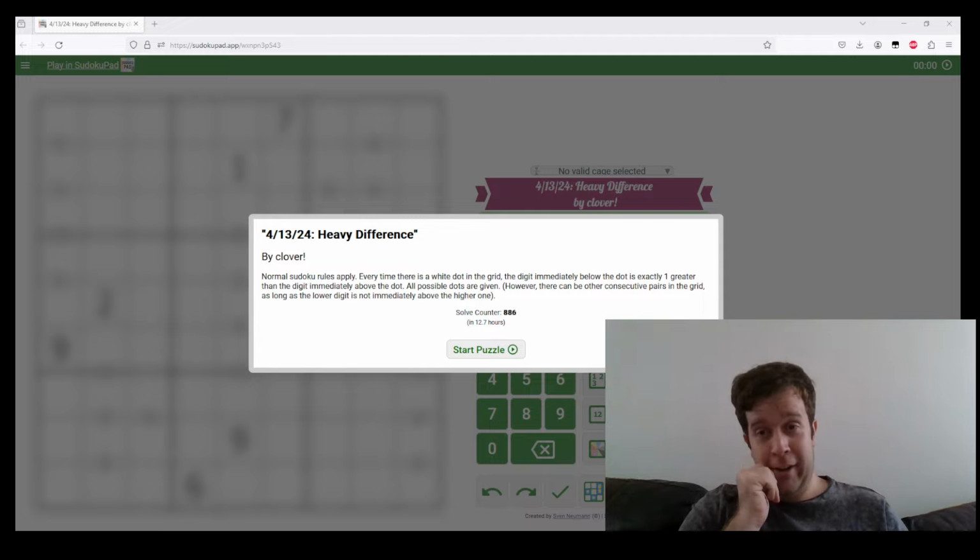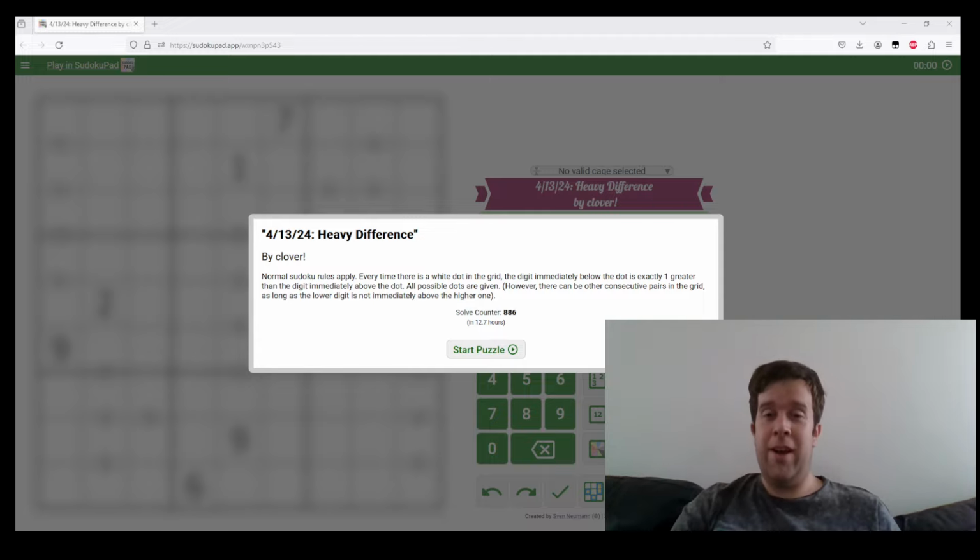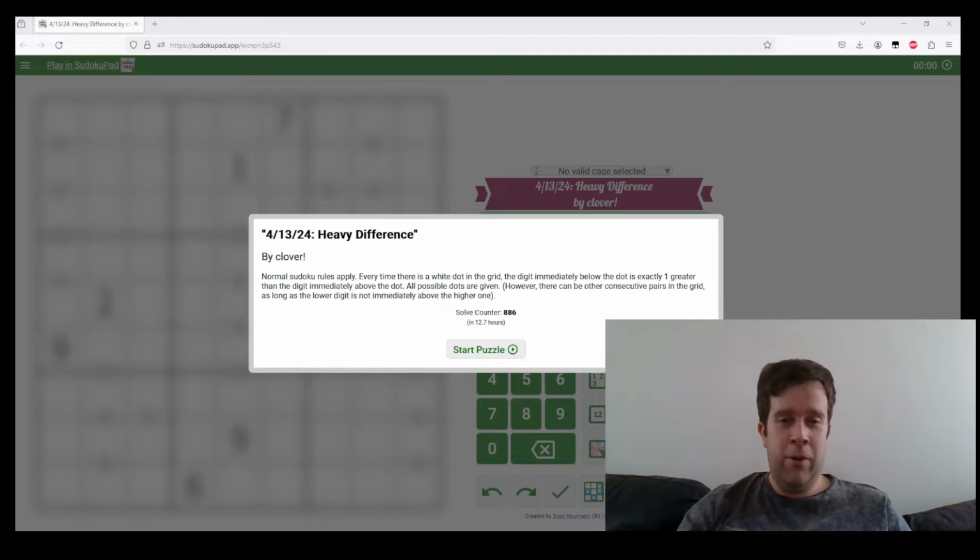Some people have had great difficulties with this puzzle, and I'm going to be real honest with y'all. So did I. My solve time initially was probably longer than yours for this one, but I will explain why in a second. So today's puzzle is Heavy Difference.